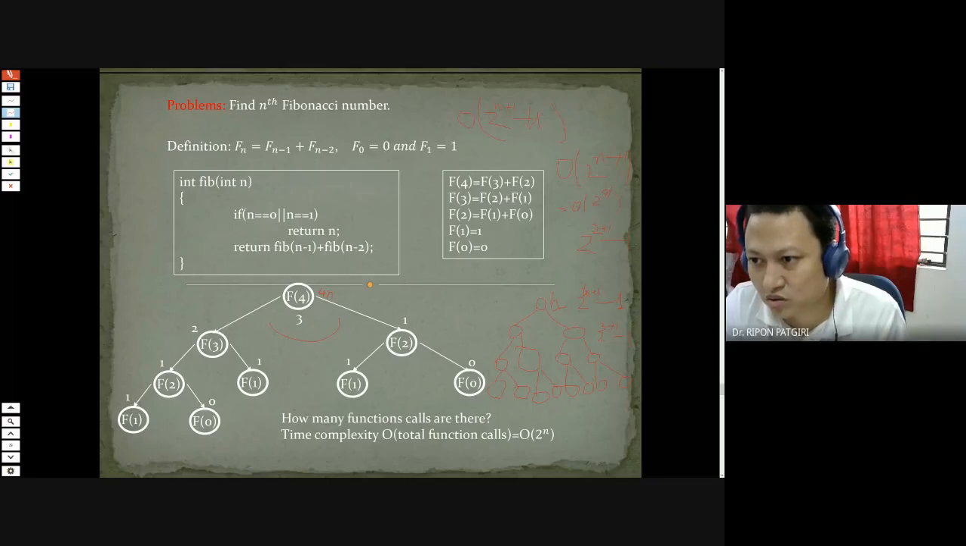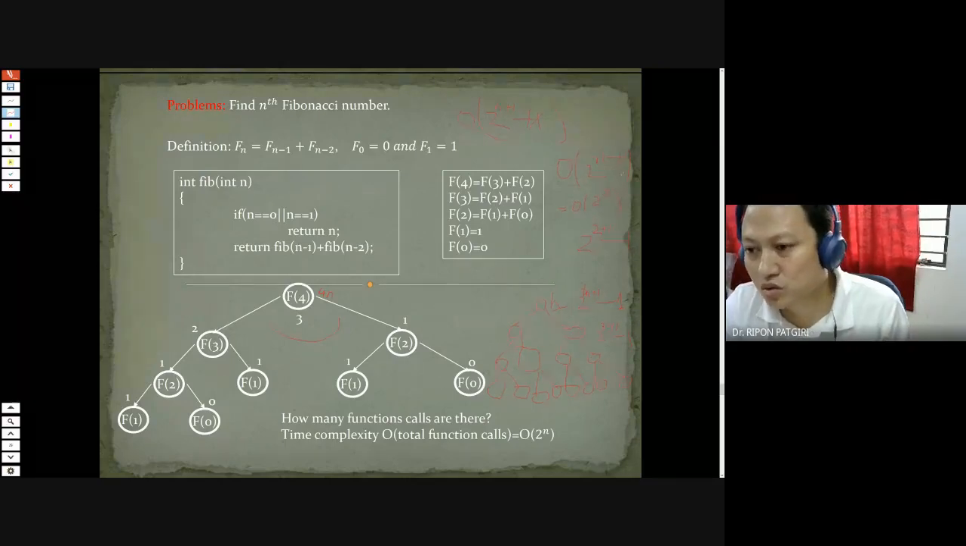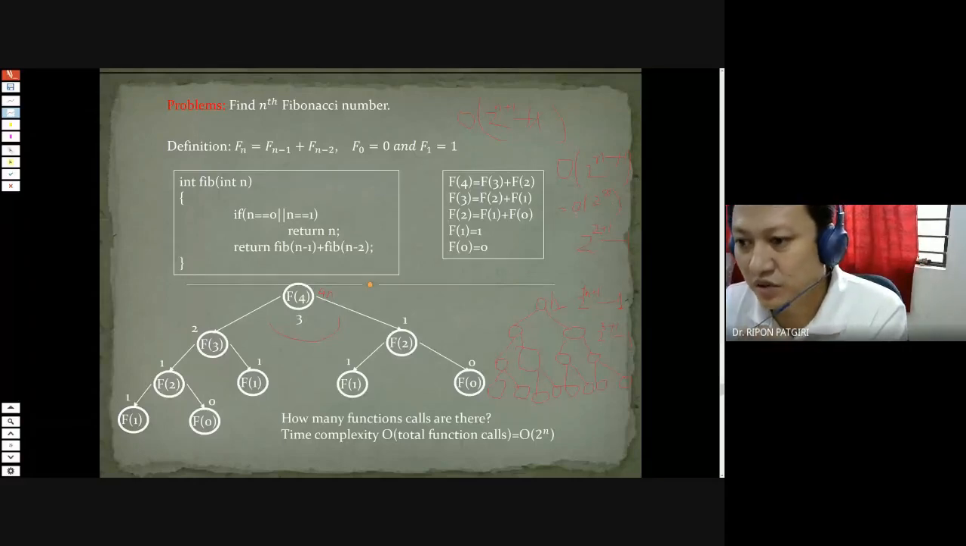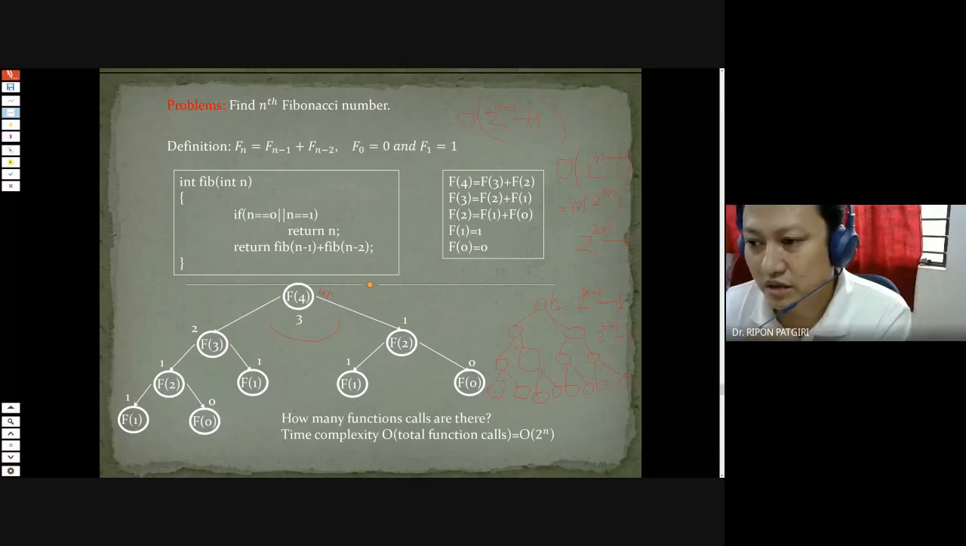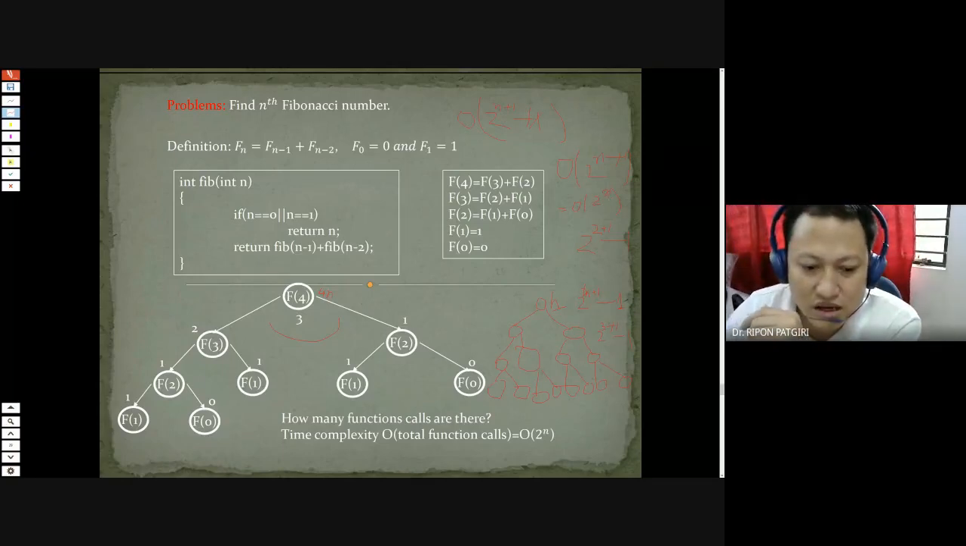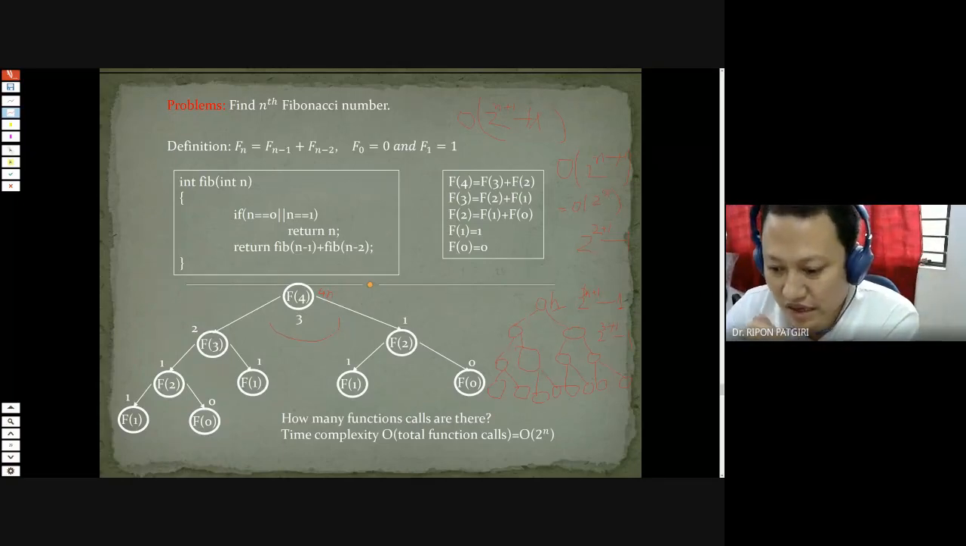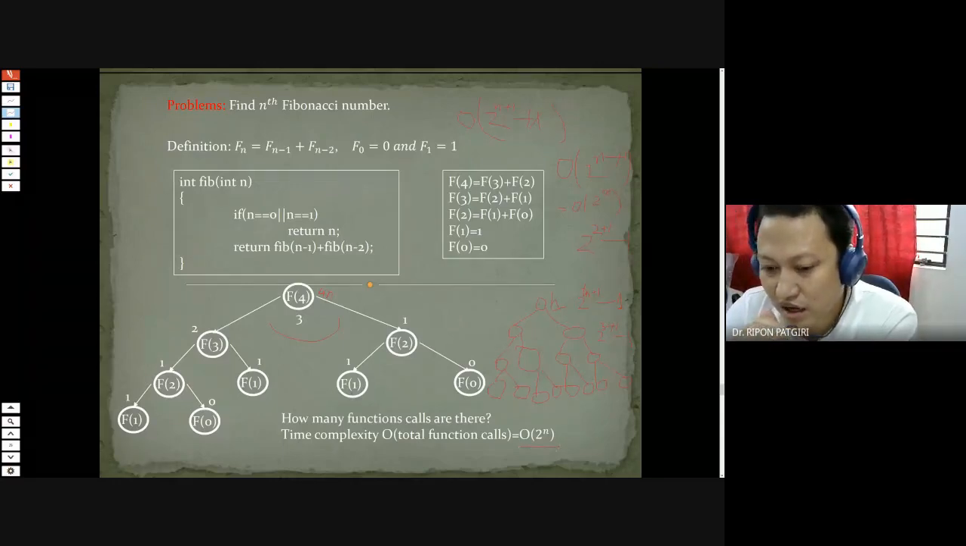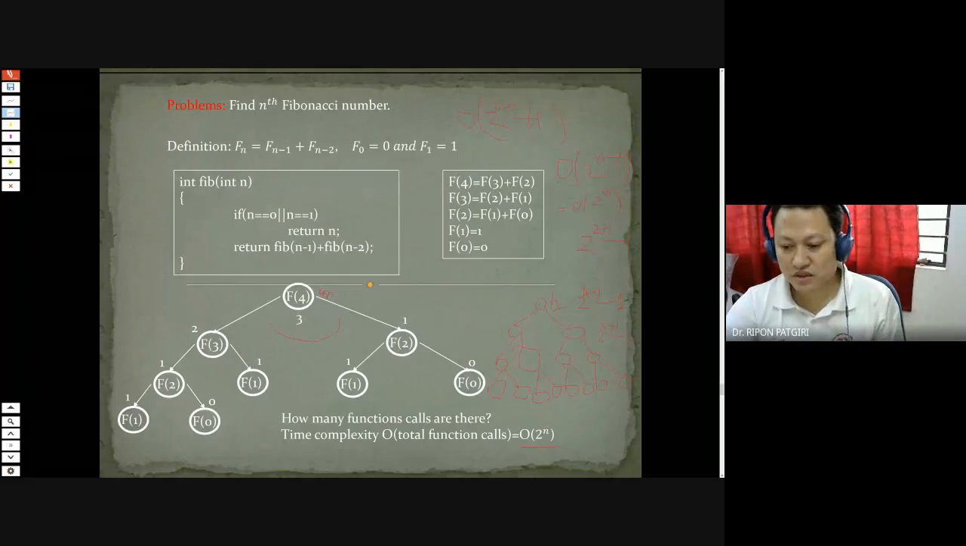So 2 to the power n into 2. 2 is a constant. We don't care about that constant. We don't write it in the big O notation. That's why we have simply written 2 to the power n. So the total time complexity becomes 2 to the power n, and it is a huge time complexity.